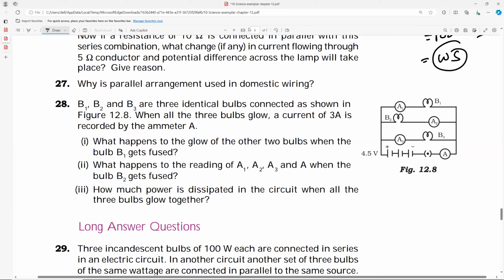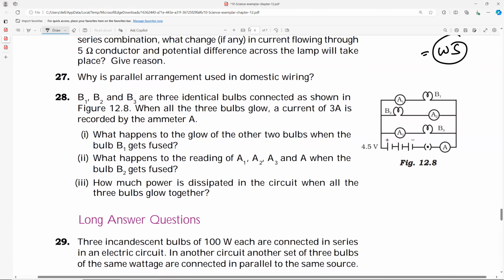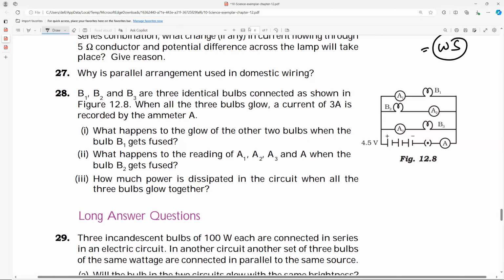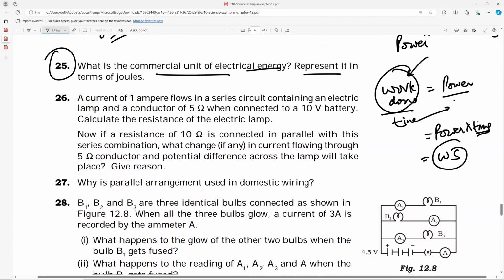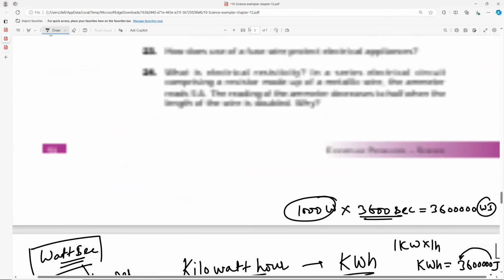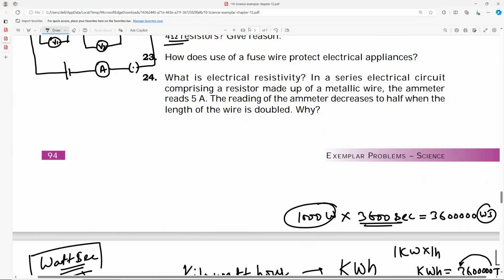Okay. Next question, do question number 28. How many of you have done this question number 28? I have not given it to you. After 25, I have also given 24. What is electrical resistivity? Tell me.